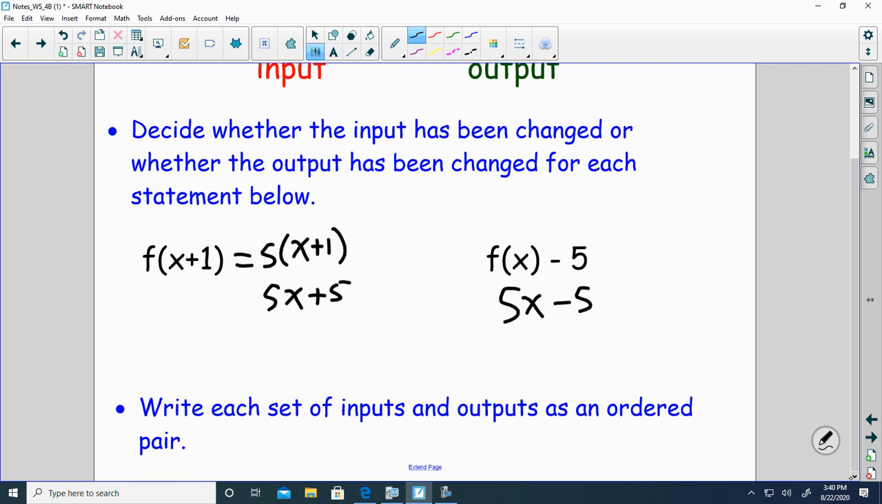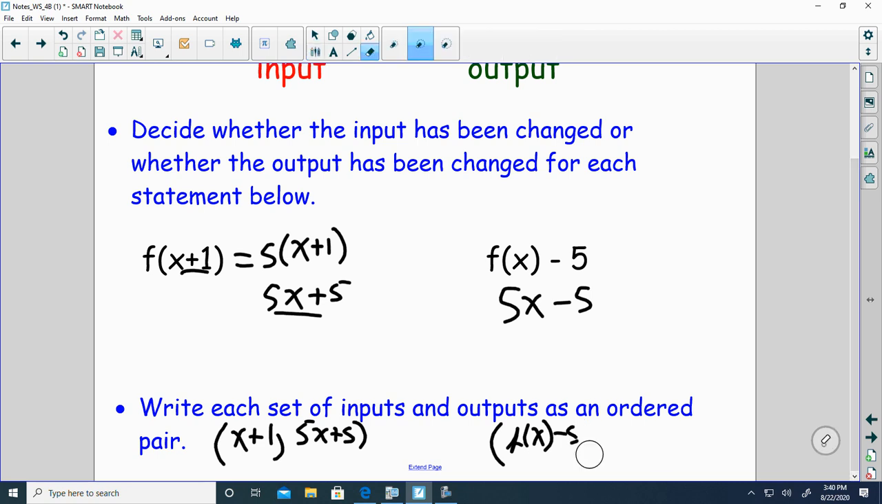More on that page? Yep, there was. Write each set of inputs and outputs as ordered pairs. So the very first problem, we would have had x plus 1, comma, 5x plus 5. This and this. And then the second one, we're going to have f at x minus 5. Oops, that's not a parenthesis, sorry. Comma, 5x minus 5.